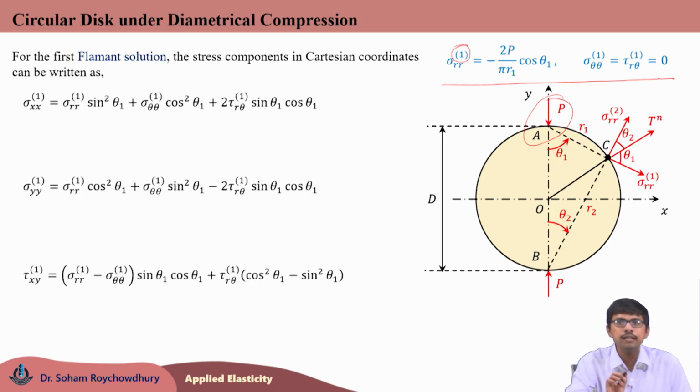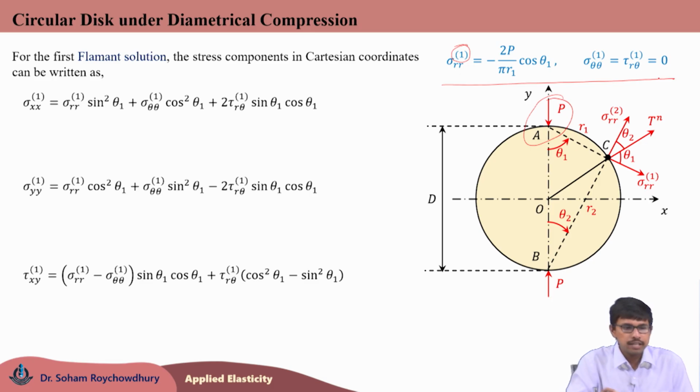So, using the stress transformation between Cartesian and polar coordinates, sigma xx we can write as sigma rr sin square theta 1 plus sigma theta theta cos square theta 1 plus 2 tau r theta sin theta 1 cos theta 1. Similarly, sigma yy and tau xy, all these Cartesian stress components can be written like this in terms of the polar stress components sigma rr, sigma theta theta, tau r theta.